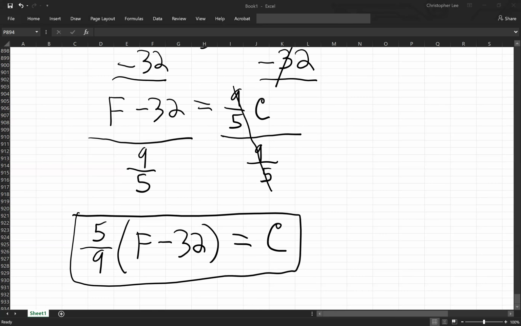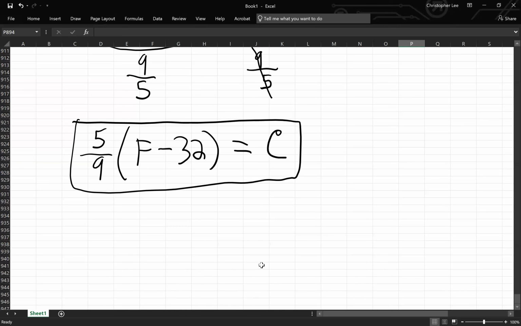Ooh, this is gonna be fun. So this formula right here, right? This is called surface area.